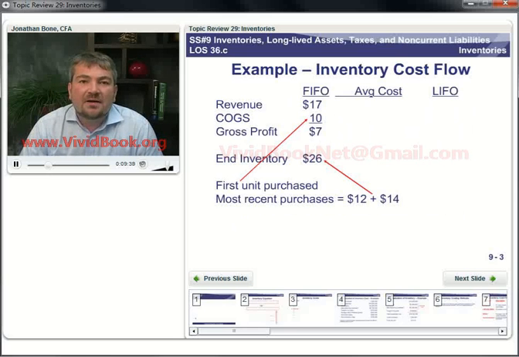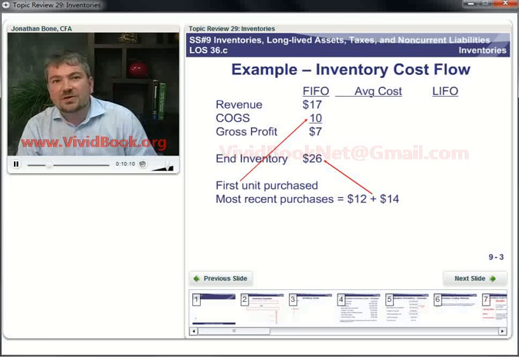Now, under FIFO, of course, the cost of goods sold will represent the oldest purchases. So we've sold one unit, it will come from our oldest purchases, and that was the beginning inventory, and hence it would be valued at $10. Now our ending inventory under FIFO will be the most recent purchases. So those are the purchases at $12 and $14, so we'd value our ending inventory at $26. So notice you get a gross profit under FIFO of 7.